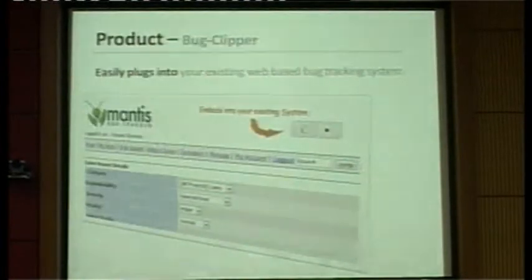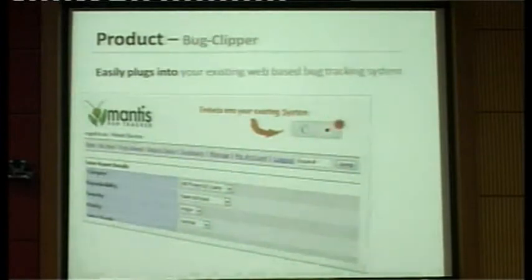This is how it works. You see these 2 buttons. This is what Bug Clipper is. We have implemented it in Mantis. It allows you to paste images. Just take a screenshot and Control-V into your existing application. You can crop images, edit them, highlight them, done.